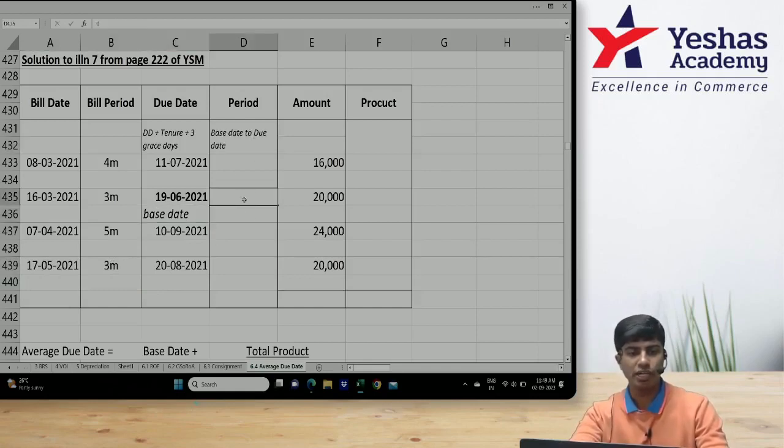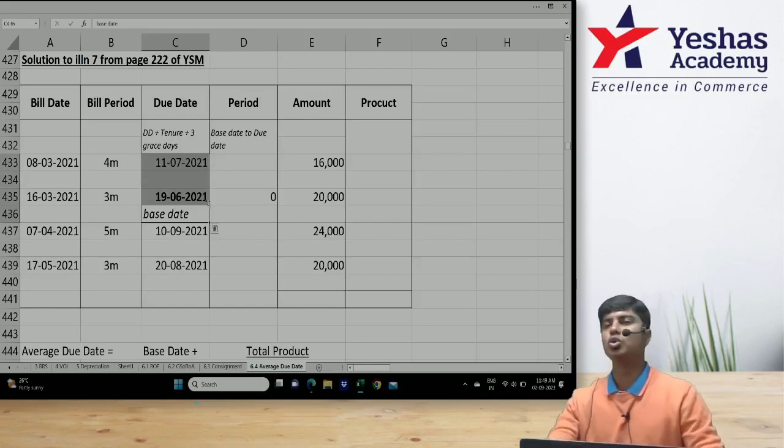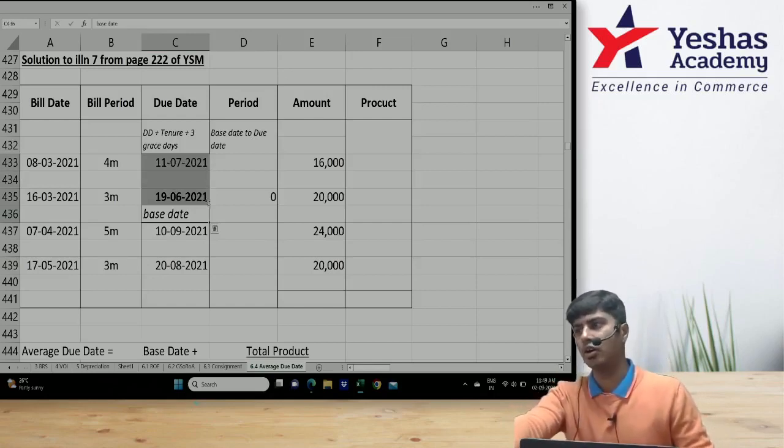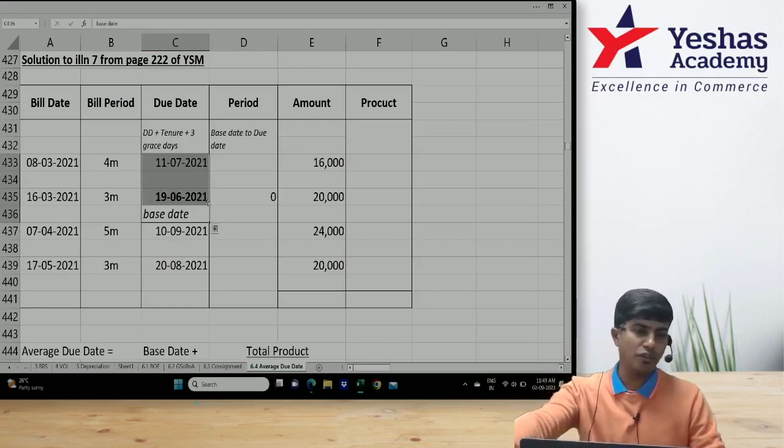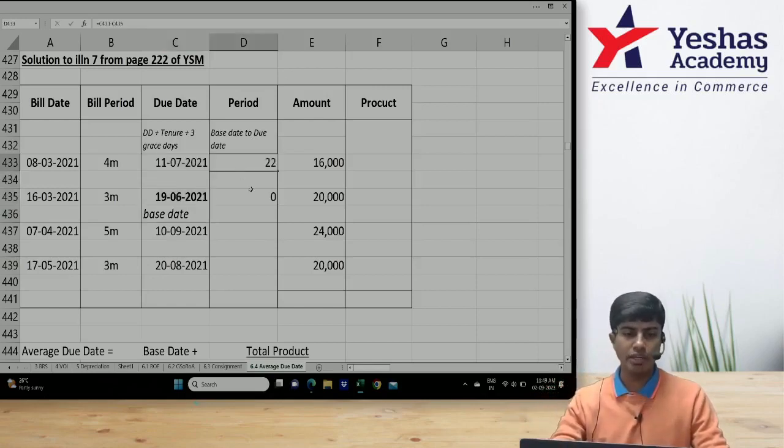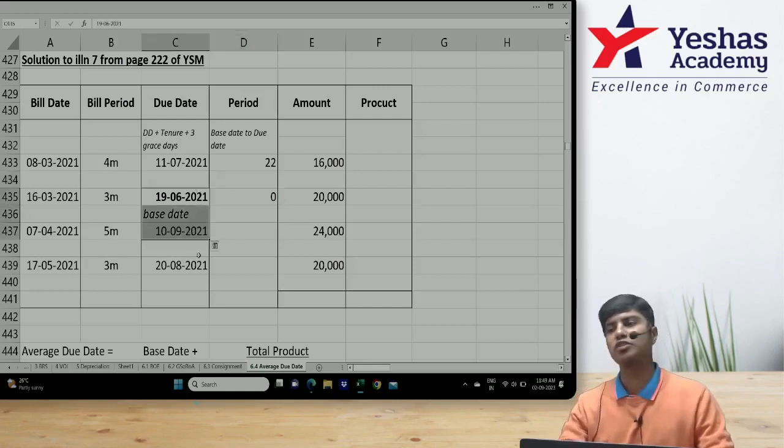19th of June to 19th of June is 0. 19th of June to 11th of September. June has 30 days. In that, 19 days are gone. Remaining is 11 days of June, 11 days of July. Together it is 22 days. Here, 19th of June to 10th of September.